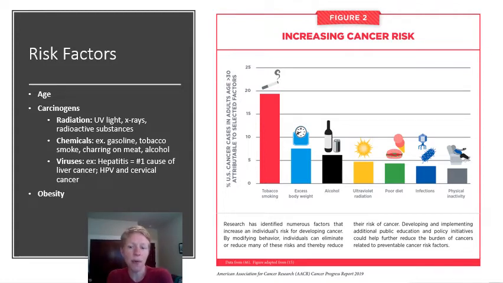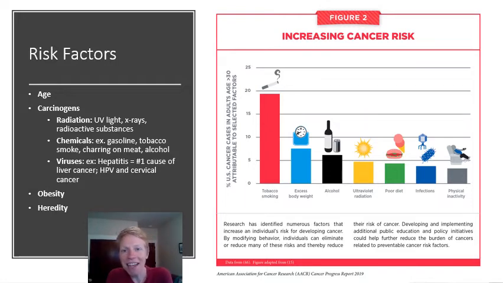Obesity is also a compounding factor that can increase a person's risk. The cause and effect relationship there isn't well understood, but there is a correlation. And then, of course, heredity. You can inherit some of these mutations.